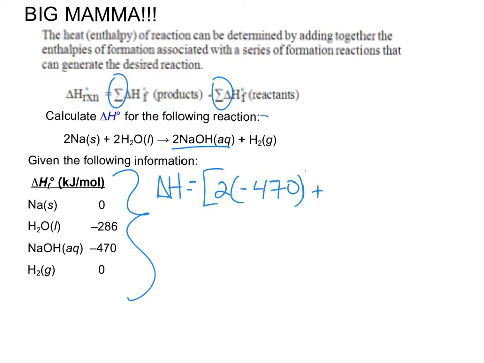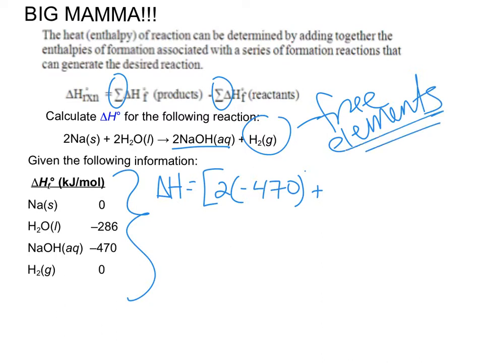Now, free elements all have heats of formation of 0. So that would be plus 0, because of hydrogen. So sum of products minus the sum of the reactants. So we have 2 times 0 for sodium plus 2 times water liquid on this table is negative 286, because I'm out of space.